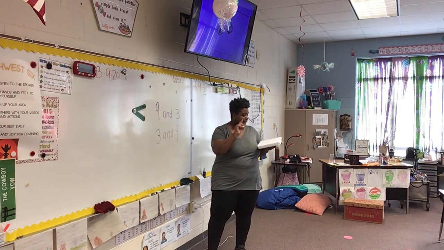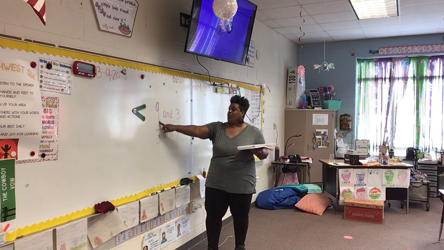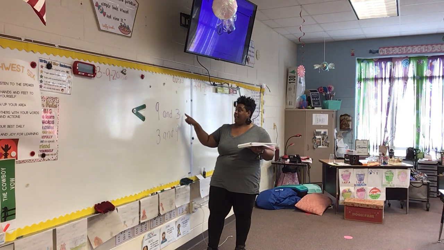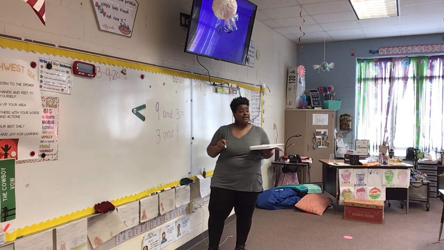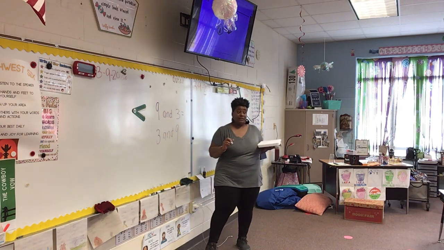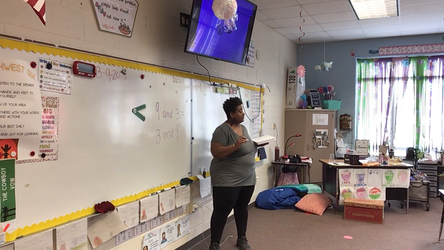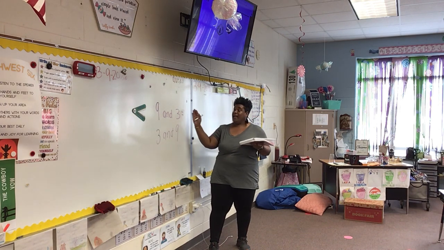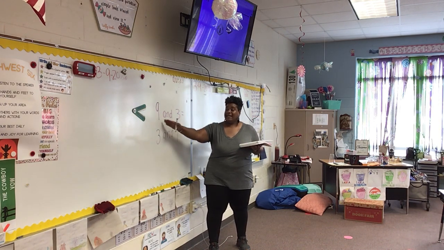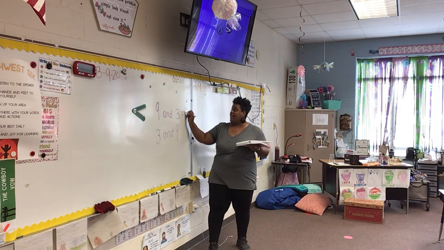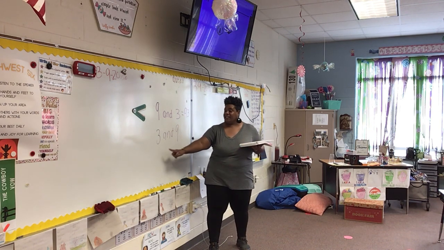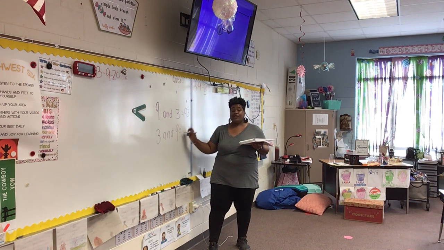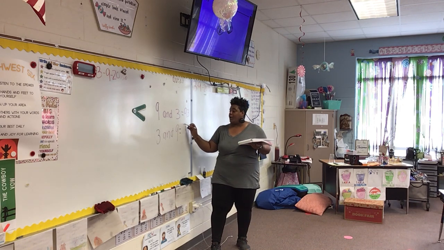Now, let me ask you this. If I was to take 9 and 3 and put it together, what number would that be, class? 12. Did I say add it together? I said put it together. So what would it be? 93. If I took 3 and 9 and put it together, what number would that be? 39.